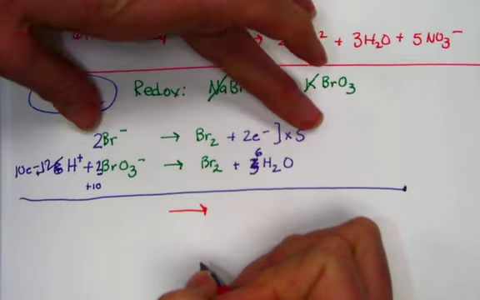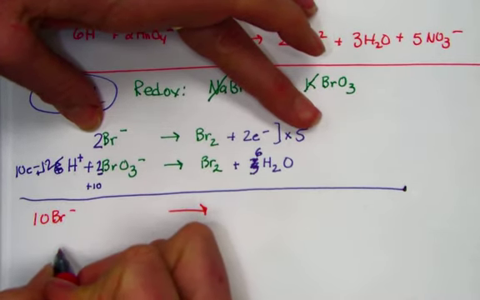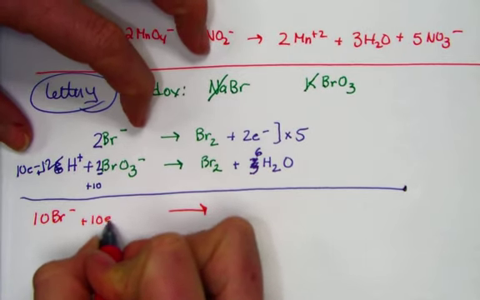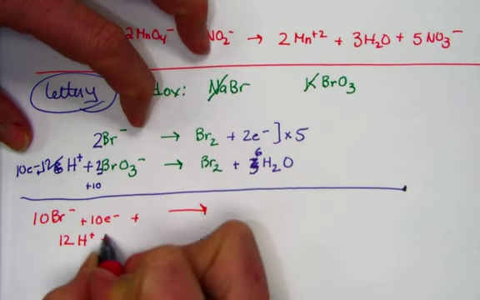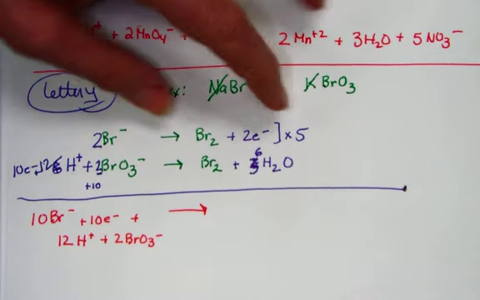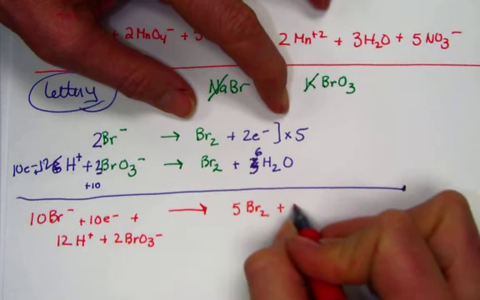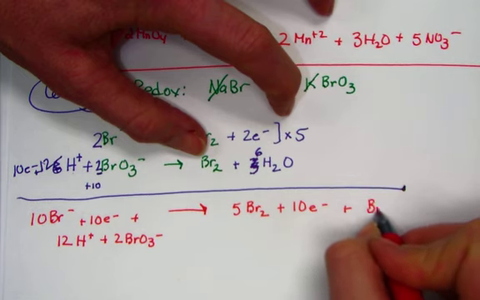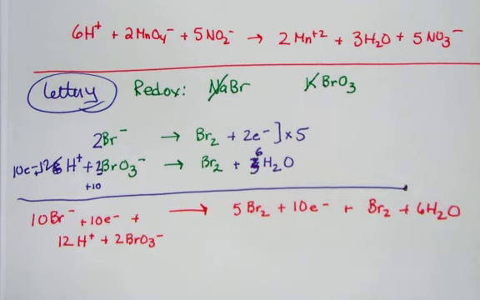So distributing a 5 through the top, I would get 10 units of Br negative on the left side of the arrow, plus 10 electrons, plus 12 hydrogen ions, plus 2 units of the bromate polyatomic ion. On the right-hand side, we have 5 bromine molecules, 10 electrons, a bromine molecule, and 6 waters. Let's see what we can simplify.